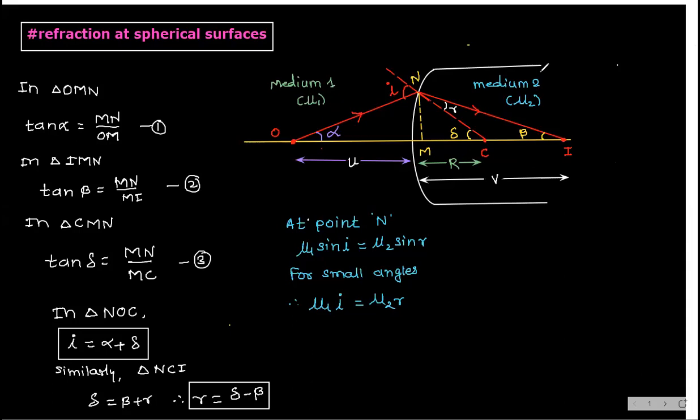Next. Now here mu1 I is equal to mu2 R. Already the I value we know, alpha plus delta. The R value also we know, delta minus beta. Yes, no? So now what will we do, look. This is mu1, I value is alpha plus delta, is equal to mu2 into R value, delta minus beta.